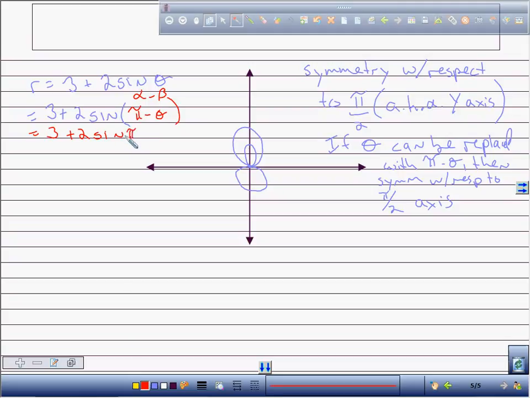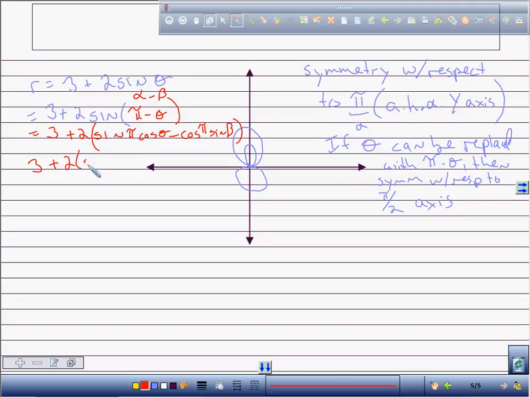It's like this: sine A cosine B minus cosine A sine B. Okay? And if I simplify this, I get 3 plus 2. Sine of pi is what? What's sine of pi? 0, right? So this term goes away.